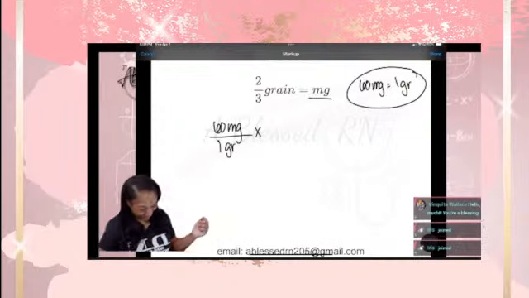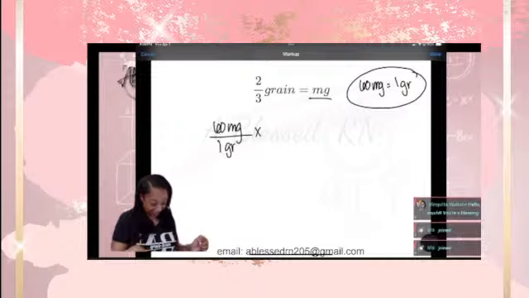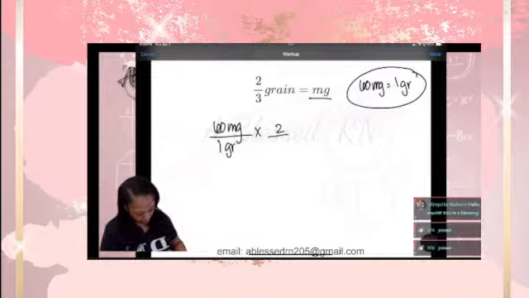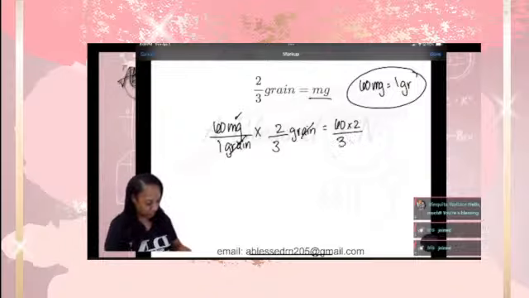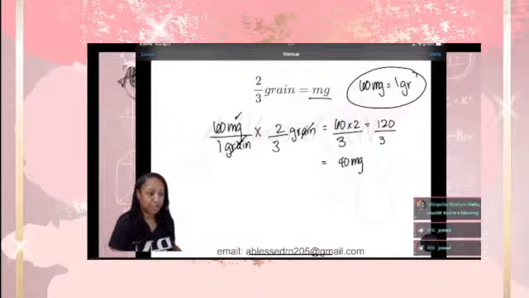Okay, so 2/3 grains is what we have. We're going to put it just like that, 2/3 grain, because we had grain on the bottom, we need grain at the top, and those grains cross out. So now you're left with milligrams, which is what you're looking for. So you're going to do 60 times 2 divided by 3 times 1, which is 3. That's going to be 120 divided by 3, which equals 40 milligrams. Okay, that was easy enough. Easy peasy, lemon squeezy. All right.